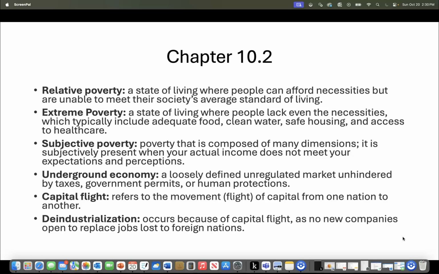That is very different than extreme poverty. Extreme poverty is a state of living where people lack even the basic necessities. Typically food, clean water, safe housing, access to healthcare, everything, right? This is extreme poverty. This is real intense poverty.